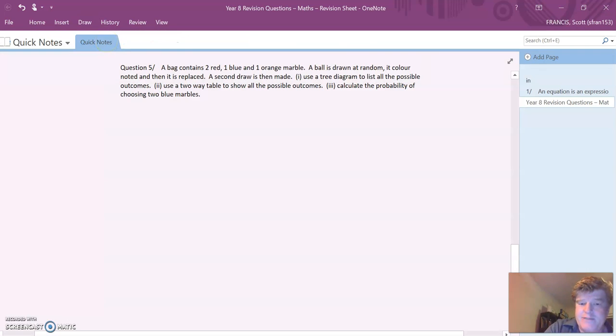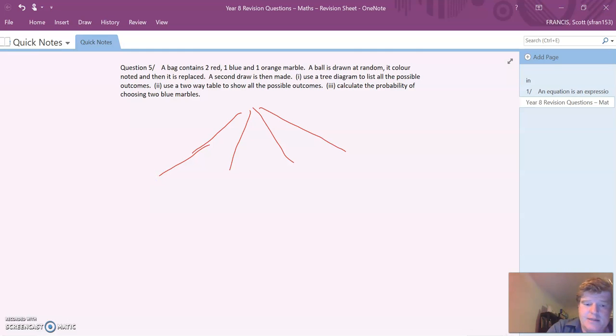A tree diagram sets out all the possible outcomes for our first draw, and there's going to be 4 of those. We're going to spread this out because it's going to get a little bit big. One option would be to draw a red. The second option would be the second red. The third option would be the blue. And the fourth option would be the orange. Now, let's see how we go with the 4 that come down after that.